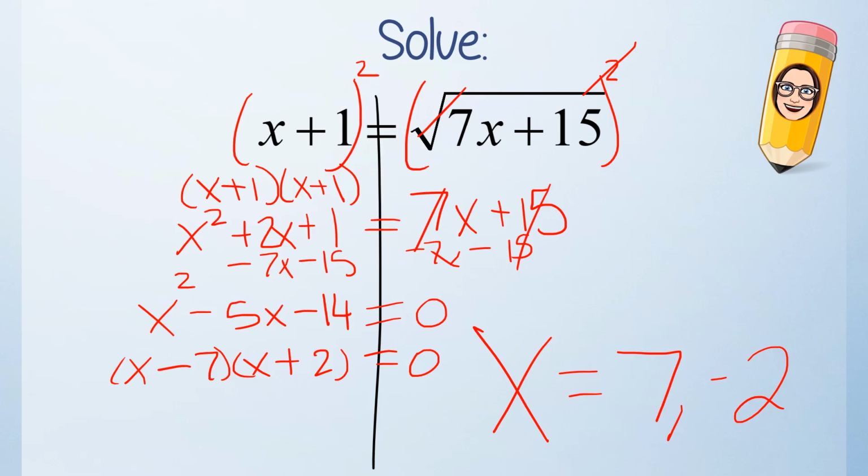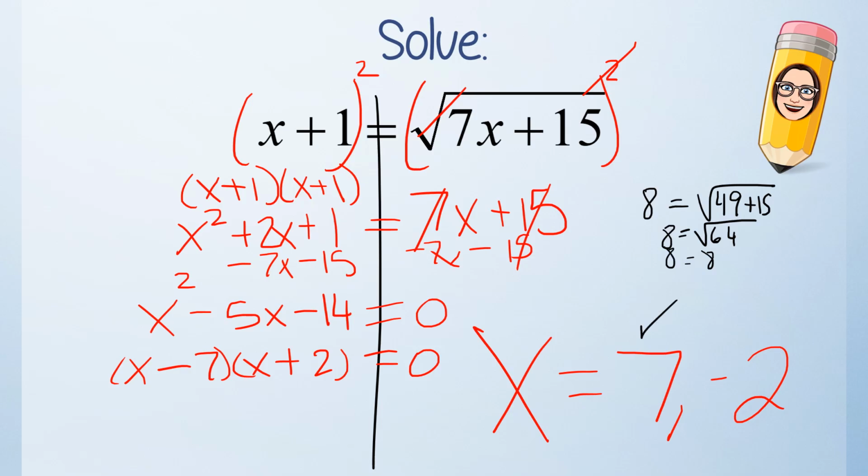But I need to check my answers. All of them might work, none of them might work, one might work, but we don't know until we check. So I'm going to plug in 7 first. That would get me an 8 equals 7 times 7 is 49 plus 15, 64. Square root of 64 is 8. Okay, so 7 is good.